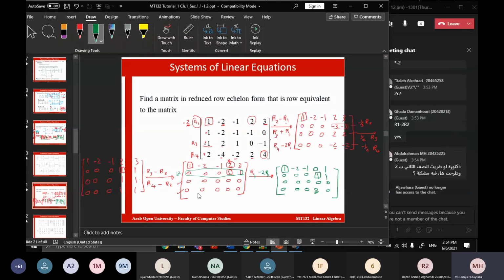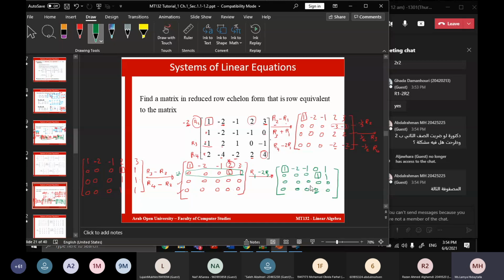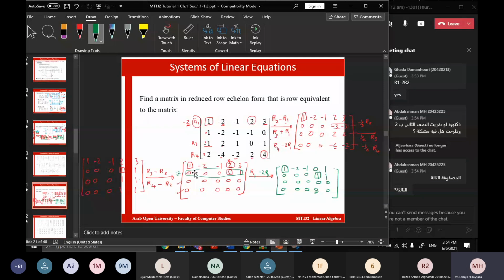What if you multiplied the second row by 2 and subtracted? Which one? In which step? This is the first step. Here, second step, to go from here to there. You multiplied the second row by 2 and subtracted. This is what we did. By 2 instead of minus 2, it's okay.